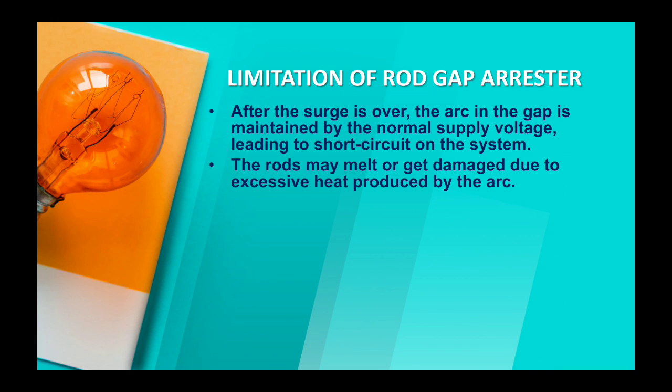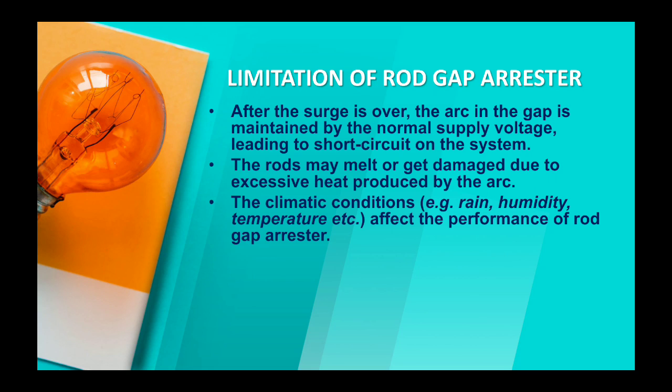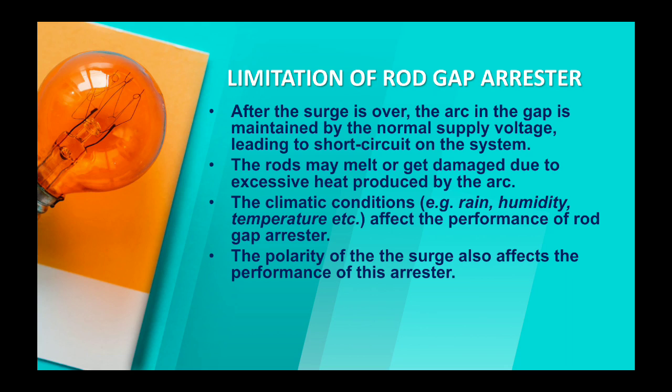The rod may melt or get damaged due to excessive heat produced by the arc. If the arc is produced, then there is an I square R loss in the air, and due to the huge amount of heat, the rod may melt or get damaged. The climatic condition affects the performance of the rod gap arrestor, like rain, humidity, temperature, etc. And the polarity of the surge also affects the performance of this arrestor.